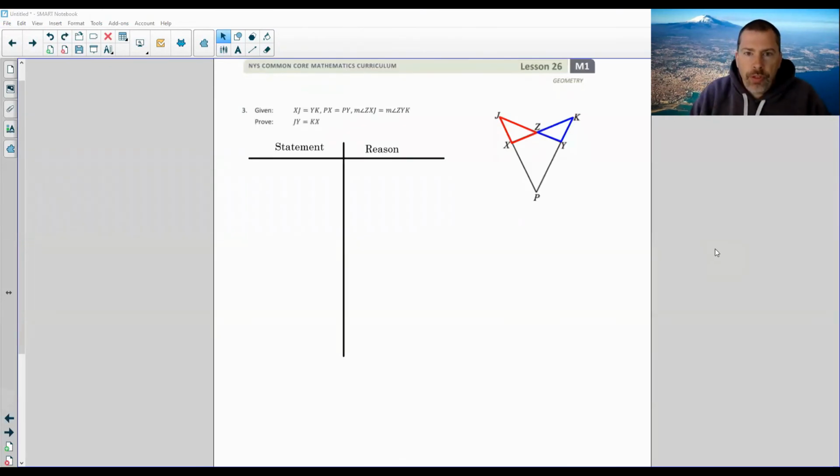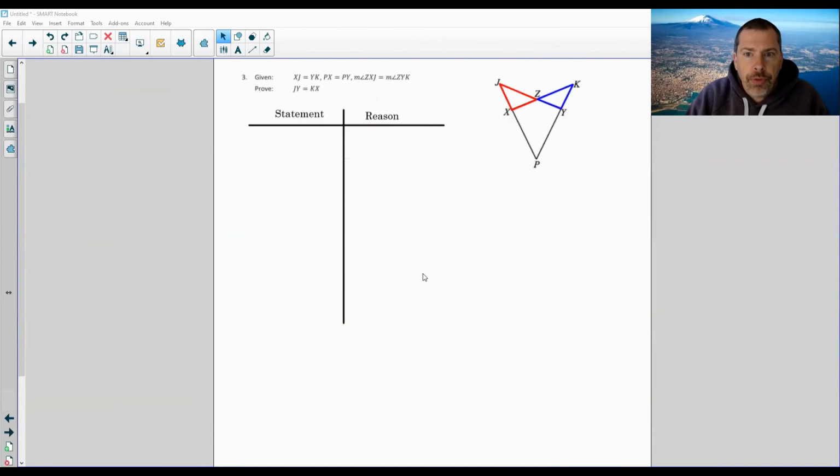Okay, page 2 brings us to exercise number 3, another proof. Let me discuss something again. Always write your table, statement, reason. So it's a 2-part proof. And always look at what you're trying to prove first. We're trying to prove in this one that JY, this segment here, is equal to KX.